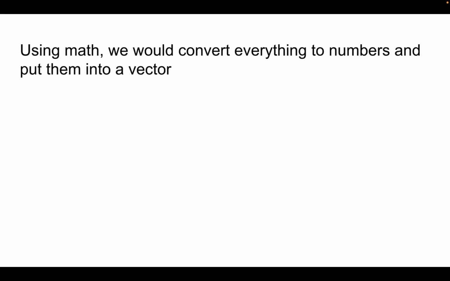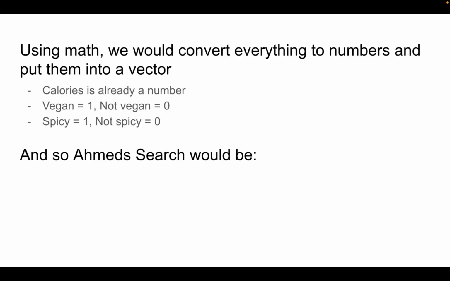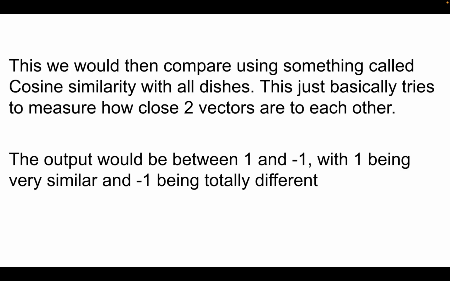Using math, we would convert everything to numbers and put them into a vector. Calories is already a number, we don't have to do anything there. Vegan can either be 1, or if it's not vegan, it will be 0. And spicy can be 1, and not spicy can be 0. And so Ahmed's search would be 500, 1, and 0. This we would then compare using something called cosine similarity with all dishes. This just basically tries to measure how close two vectors are to each other. The output would be between 1 and minus 1, with 1 being very similar and minus 1 being totally different.